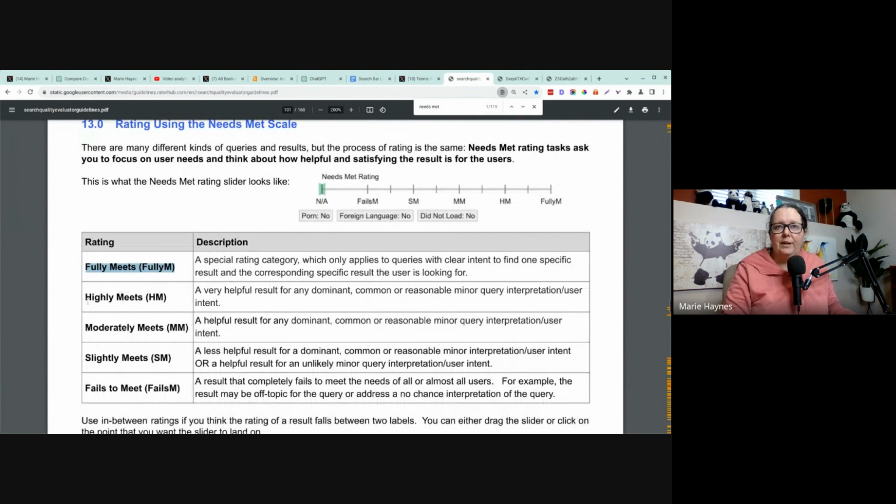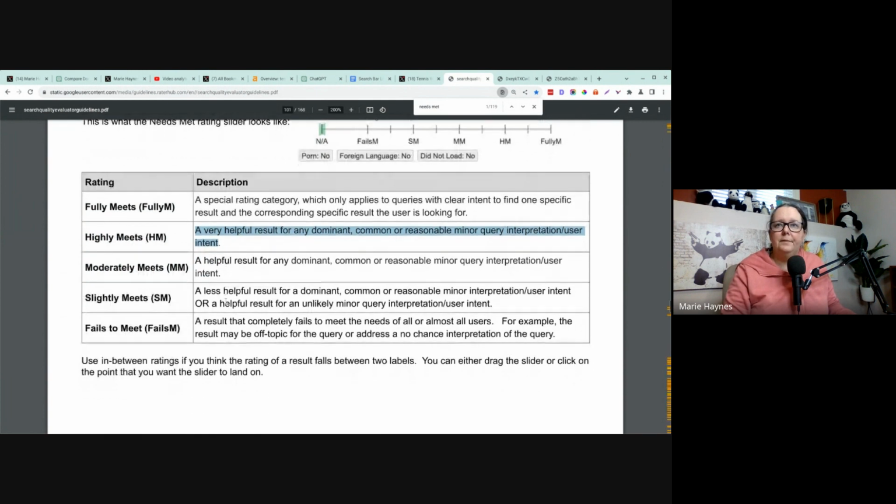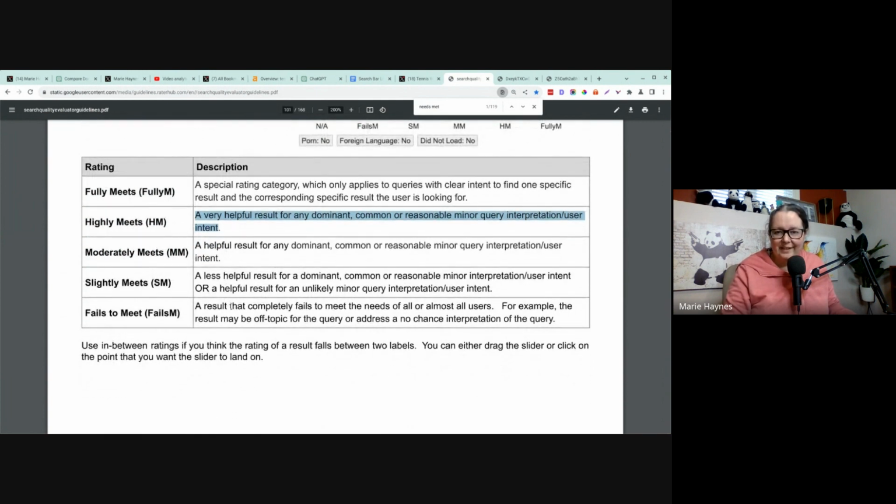But most of the queries, I think what we're aiming for is to be highly meets. A very helpful result for any dominant, common, or reasonable minor query interpretation or user intent. And then most of the content that I've seen that was impacted by the helpful content system, I still haven't gotten deep into the core updates yet.